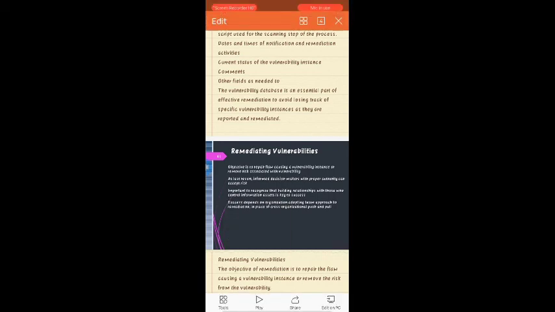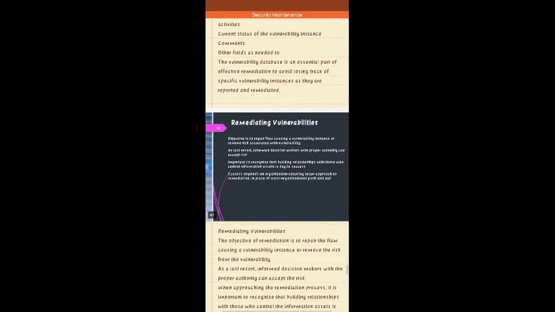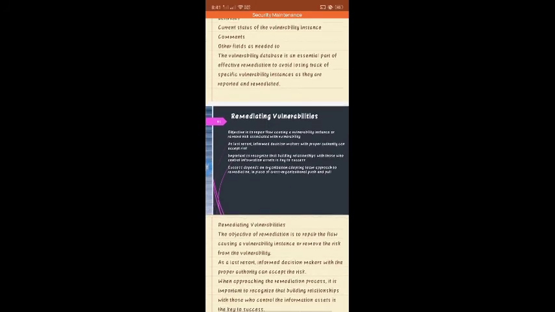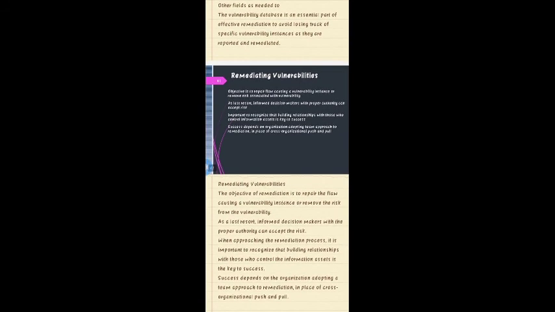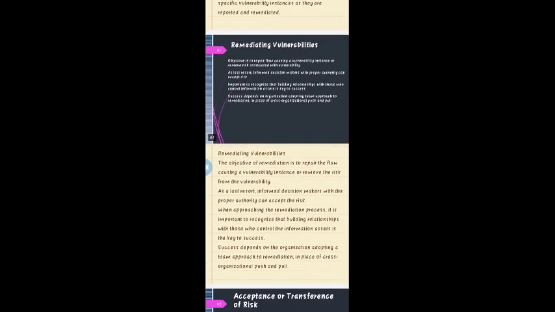Remediating vulnerabilities. The objective is to repair the flaw causing the vulnerability, or remove the risks associated with the vulnerability. As a last resort, inform decision makers with the proper information so they can accept the risk. It is important to recognize that building relationships with those who control information assets is the key to success. Success depends on the organization adopting a team approach to remediation, in place of cross-organizational push and pull.